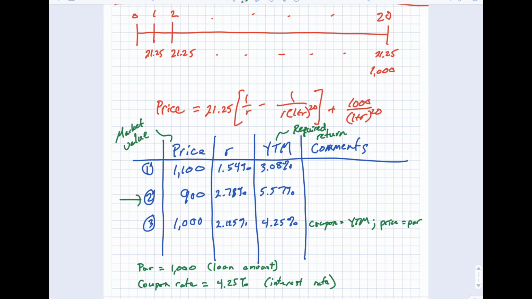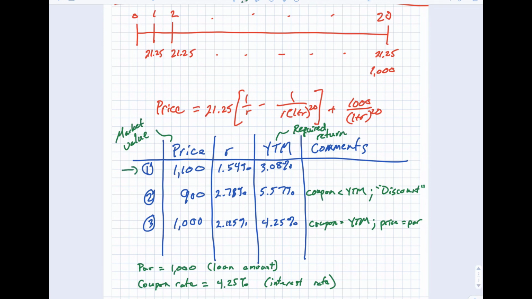Now look at scenario 2. What's different? In scenario 2, we have a coupon rate that is below the yield to maturity, right? 4.25% coupon, 5.57% yield to maturity. So what are the implications of that? Well, we've got a loan that has an interest rate that is smaller than investors actually require. They're not going to pay as much for this in the open market, and that's exactly why we see the price less than it was in case 3. And so we say this bond sells at a discount. $900 represents a discount to the $1,000 par.